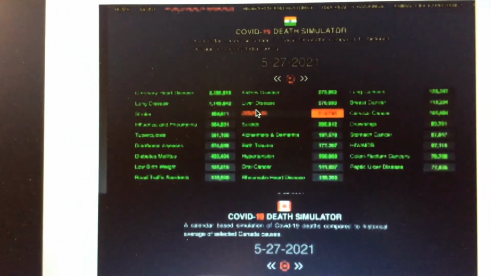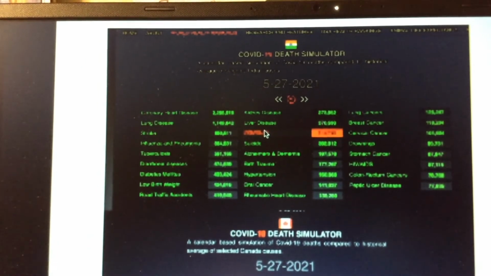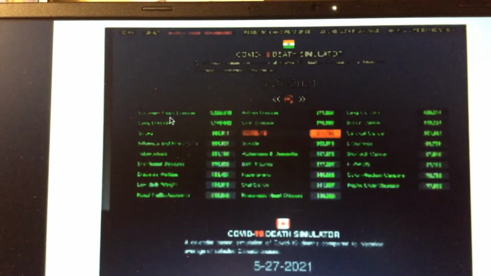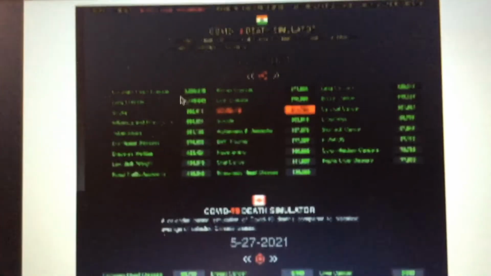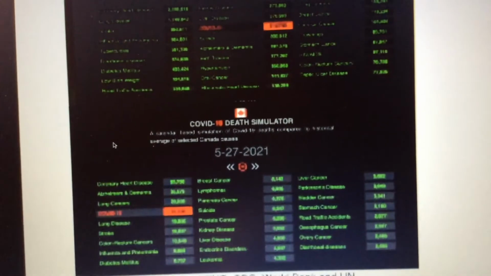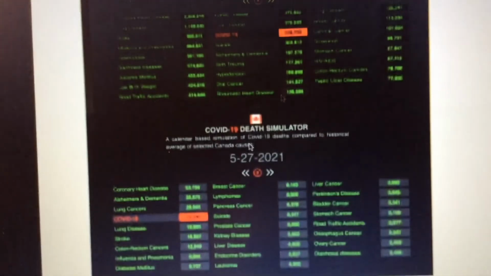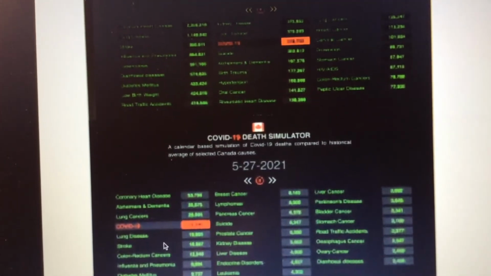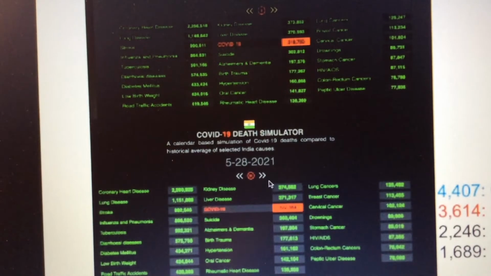So COVID is somewhere number 12 in number of deaths, with heart disease being really on the top. And compare that to Canada, where my host is, and as you can see, COVID is number 4 leading cause of death, but the numbers, if you compare absolute numbers, they're absolutely apples to oranges.